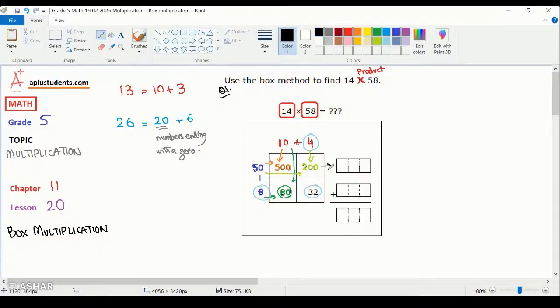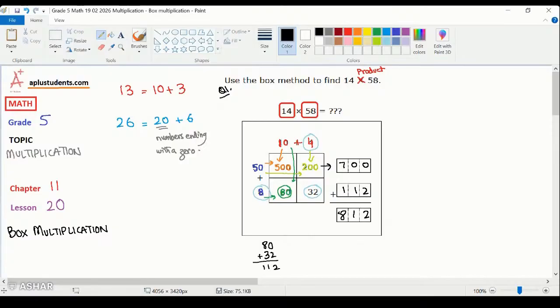So what is 500 plus 200? That would be 700. And 80 plus 32 would be 112. When we add these numbers together, 0 plus 2 is 2. 0 plus 1 is 1. And 7 plus 1 is 8. Agreed? So this should be the answer.